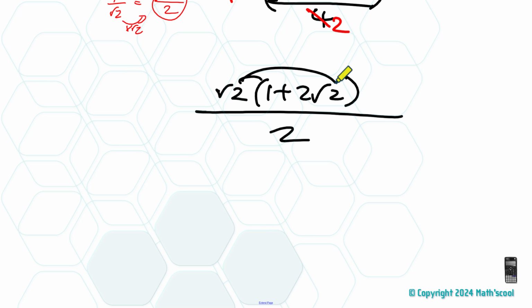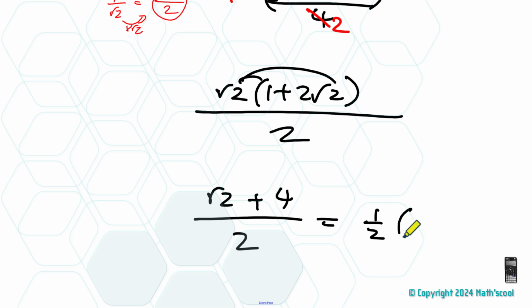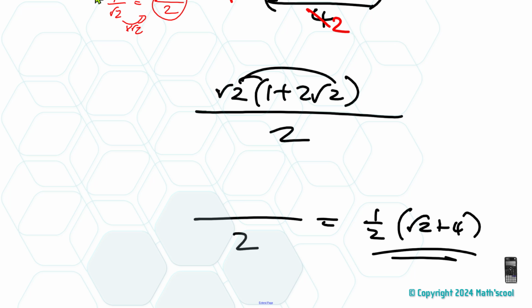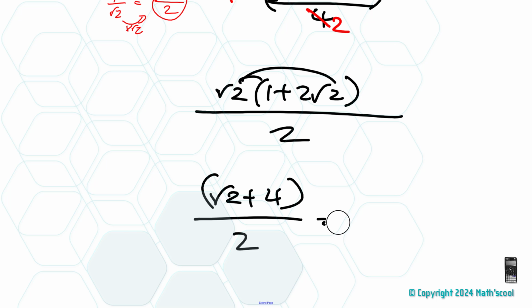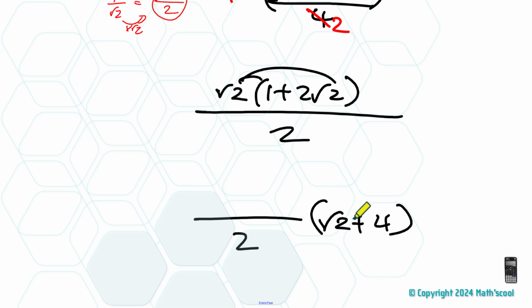We could multiply this out. Root 2 plus, root 2 times root 2 is 2, times 2 is 4, plus 4 all over 2. And we can write that as a half bracket root 2 plus 4 if we want. What I mean by that last stage is this root 2 plus 4 on the top there. If you want, you can slide it off the top of the fraction, as long as there's a bracket around it. And then there's nothing on the top of my fraction, so just put a 1 on there. And so it just becomes a half root 2 plus 4.